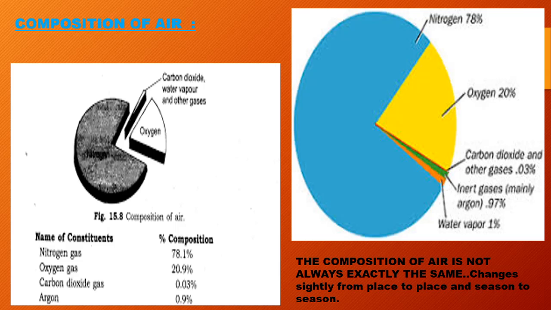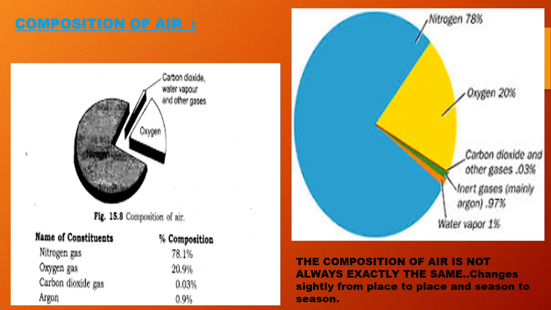Then come the inert gases. What are inert gases? You will learn when you go to higher classes. But generally, especially argon, is present at around 0.9%, almost about 1% argon is present in air, and the water vapor present is 1%. So this is all about the composition of the different gases. Later we will discuss each of the gases and their properties separately.